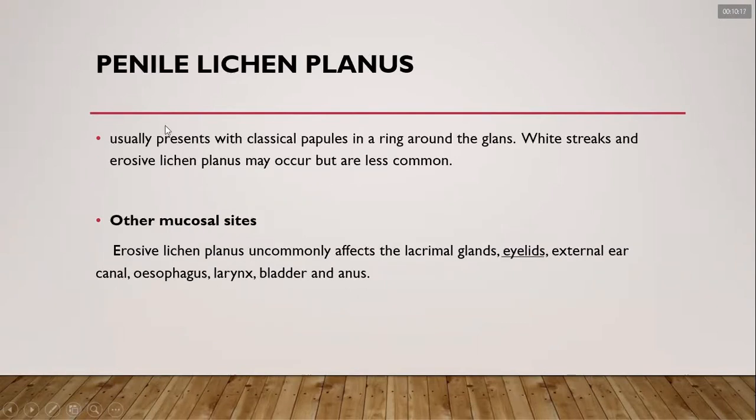So penile LP usually presents with classical papules in a ring around the glans. White streaks and erosive lichen planus may occur, but they are less common. The other mucosal sites which are very uncommonly affected are the lacrimal glands, eyelids, external ear canal, esophagus, larynx, urinary bladder, and anal region.